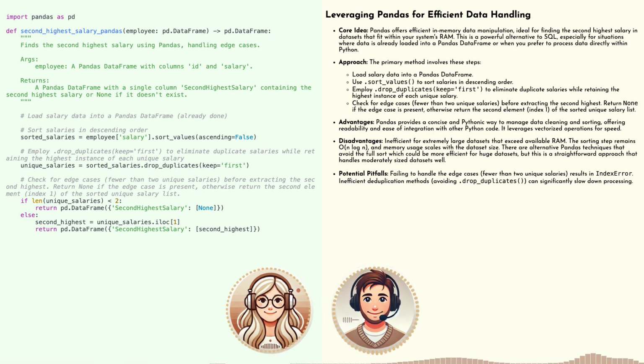So now we have a data frame with unique salaries, all nicely sorted in descending order. Exactly. To find the second highest salary, we just need to grab the value from the second row. Yeah, Pandas data frames are like lists.